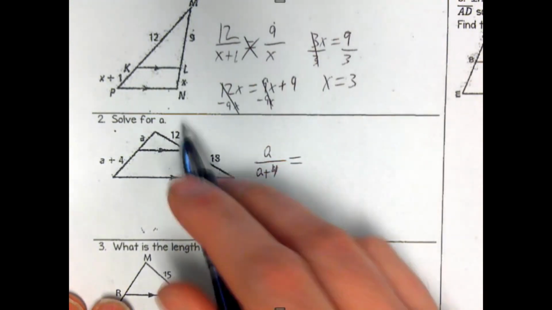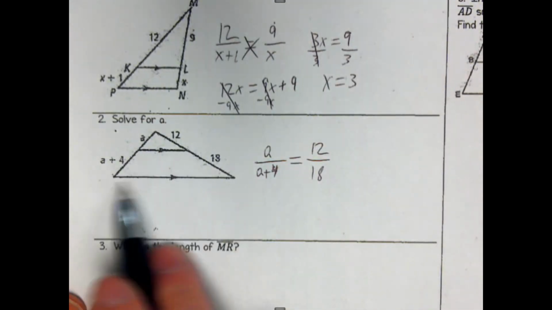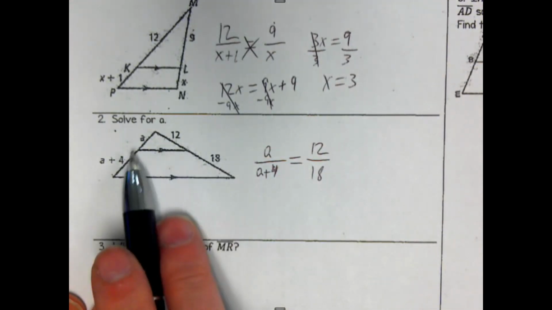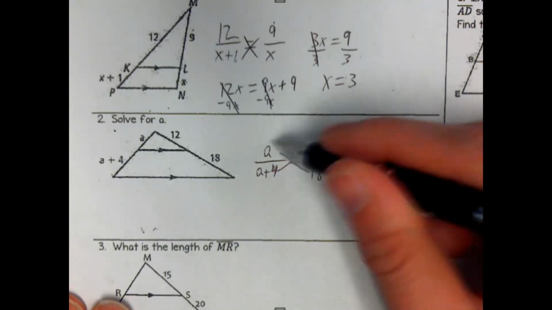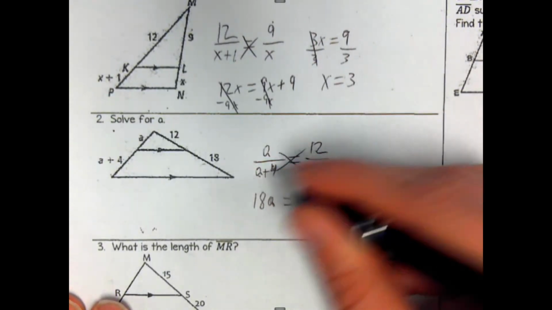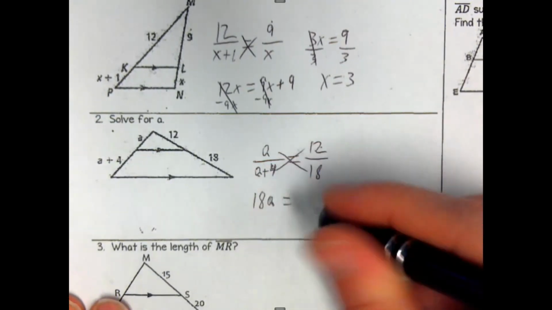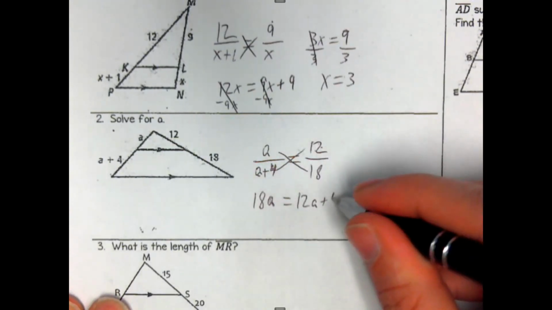A over a plus 4 equals 12 over 18. And again, I know that I can set up this proportion because these two sides are parallel and this line crosses both sides of the triangle. So a times 18 is 18a. 12 times a plus 4, again, we're distributing, so 12 times a, which is 12a, plus 12 times 4, which is 48.